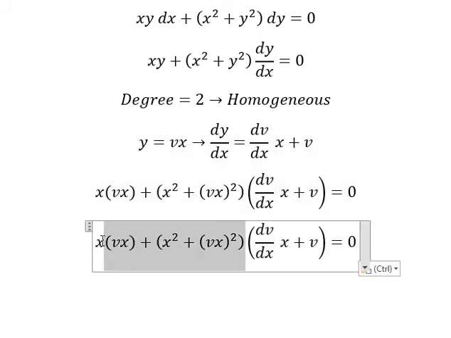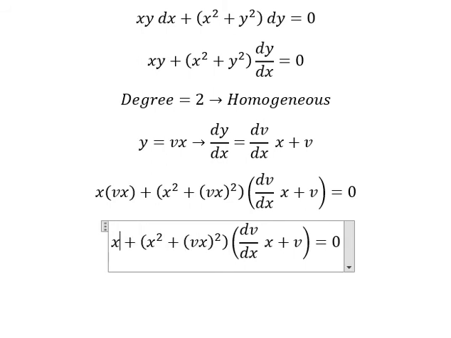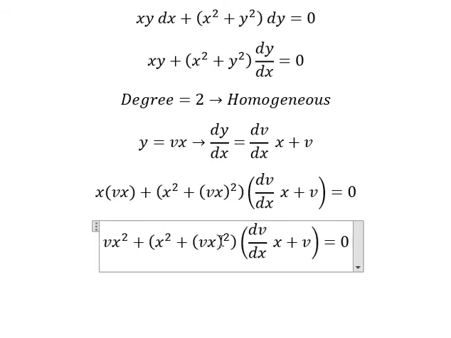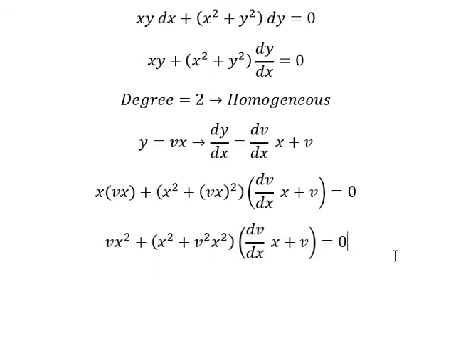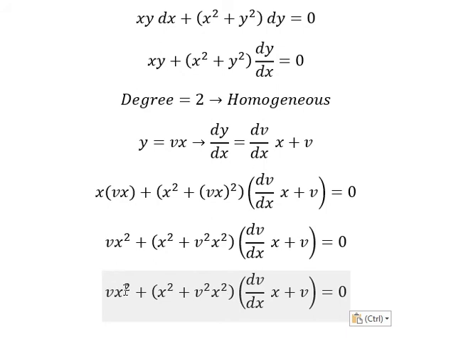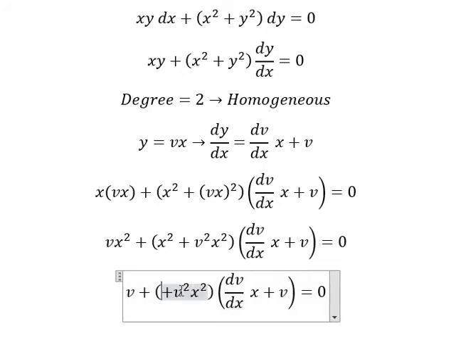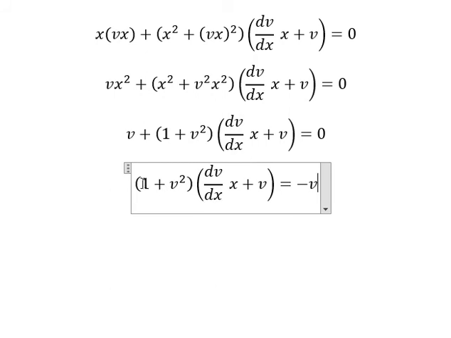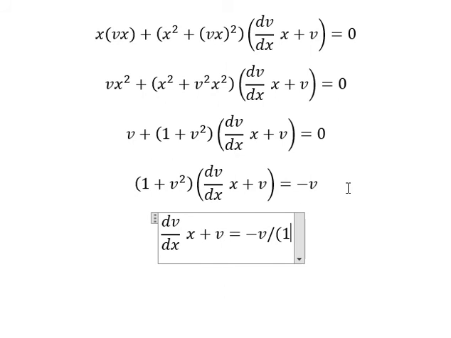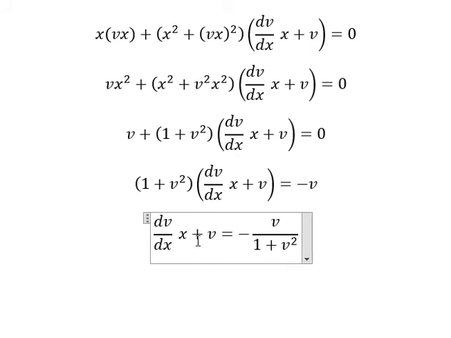s multiplied by s, you get vs squared. This one we have v squared, s squared. Next, we simplify s squared for both sides. Next, I will put v to the right. Next, I will divide both sides by this one. Next, I will put v on the right.